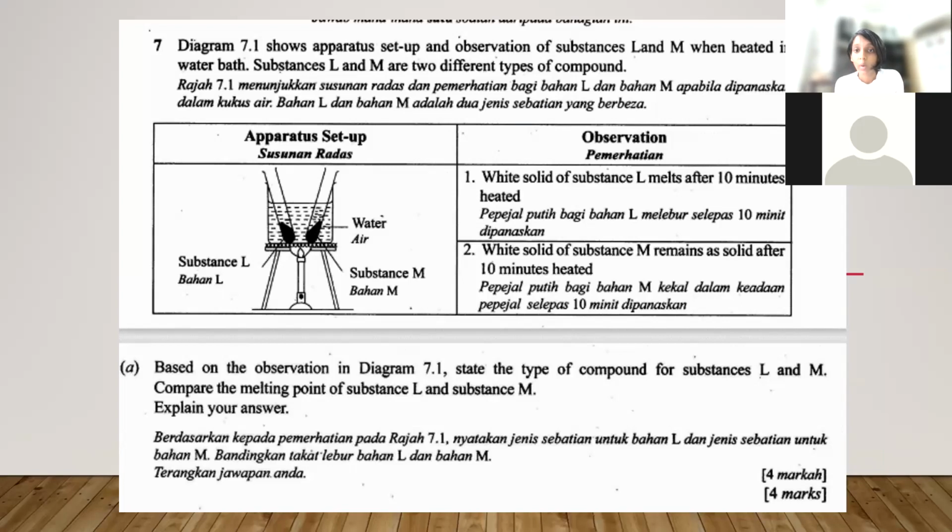So I have white solid of substance L melting after 10 minutes. If you did the objective questions, you would probably know this. Substance L, it is melting after 10 minutes. And then the second one, my substance M, it remains as a solid after 10 minutes. So I've got two different types of compounds. Can someone tell me what are the two different types of compounds that teacher taught you before? Anyone can answer, don't be afraid. It doesn't have to be just one person answering. Just anyone can shout out the answer.